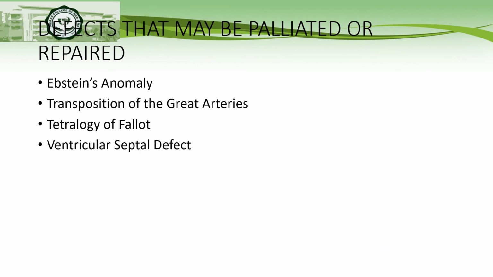So last category, defects that may be palliated or repaired. So again, there are many defects, but I will only be discussing four. Ebstein's anomaly, transposition of the great arteries or TGA, TOF or tetralogy of Fallot, and the VSD. And we shall just tackle these briefly, not very in-depth, because unless you want to be a cardiothoracic surgeon, then you should all be knowing all of this. But at your level, the ones that I'll be discussing is enough.